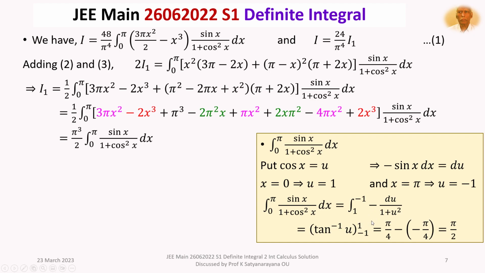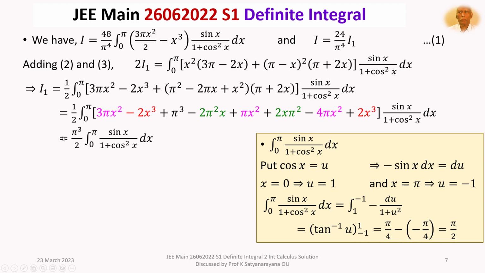And tan inverse of 1 is pi by 4, minus the lower limit tan inverse of minus 1. Tan inverse of minus 1 is minus pi by 4. So, pi by 4 plus pi by 4 is equal to pi by 2. So, the integral 0 to pi sin x by 1 plus cos square x with respect to x is pi by 2. Let's go back.